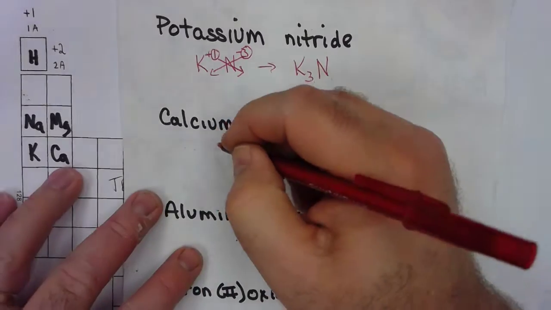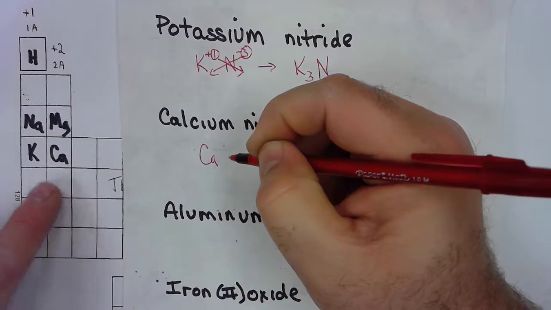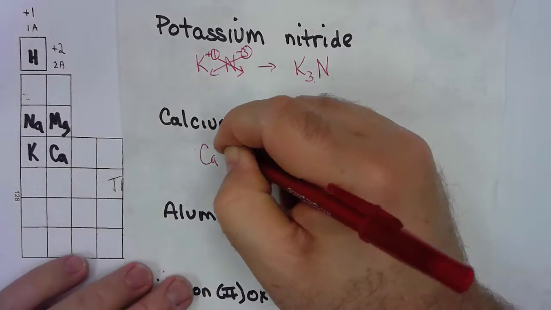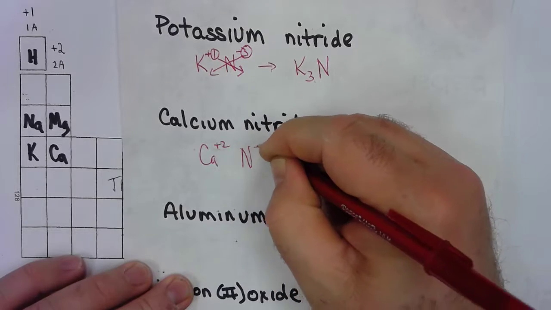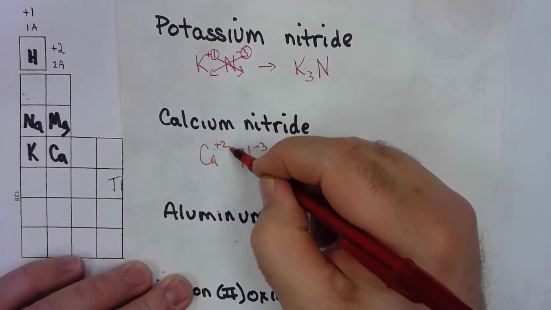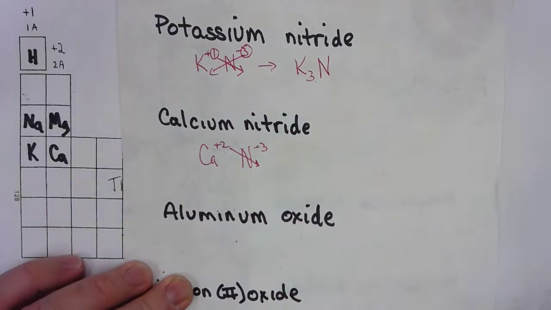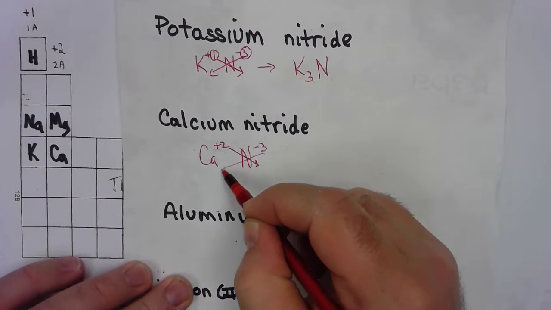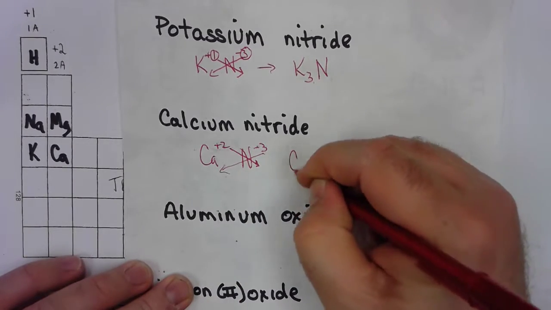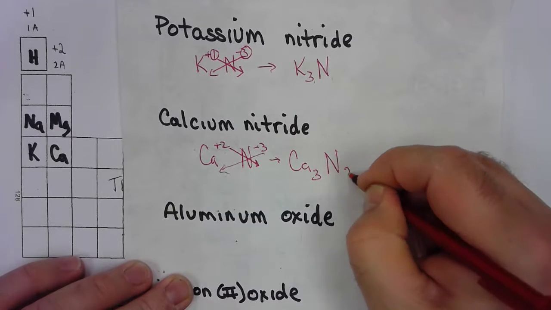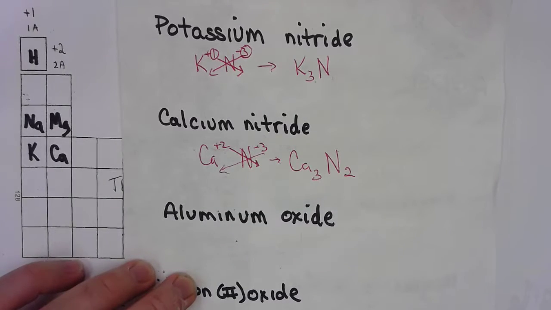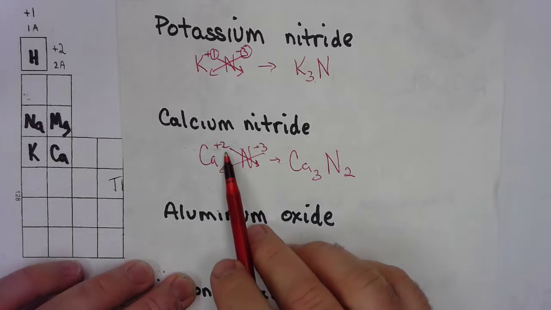Let's do that again here. Calcium ion has a +2 charge. Nitride, we just saw, had a -3. And so if I take the 2 and put it on the nitrogen, and the 3 and put it on the calcium, I'll end up with Ca3N2, which matches what we've done in the past.